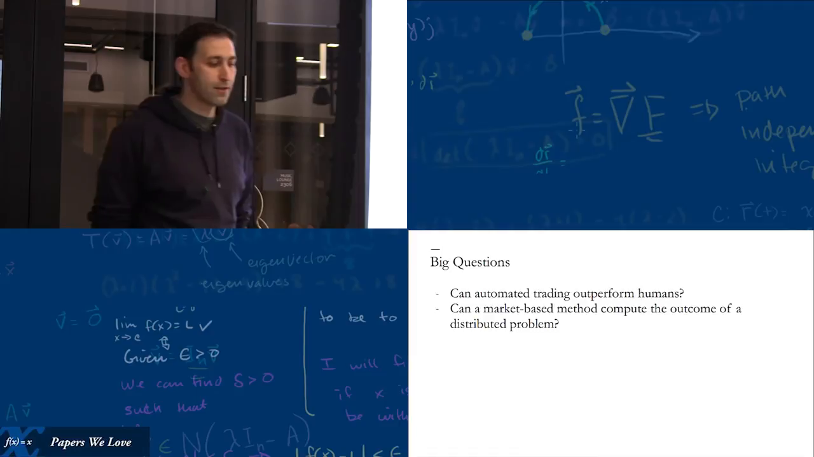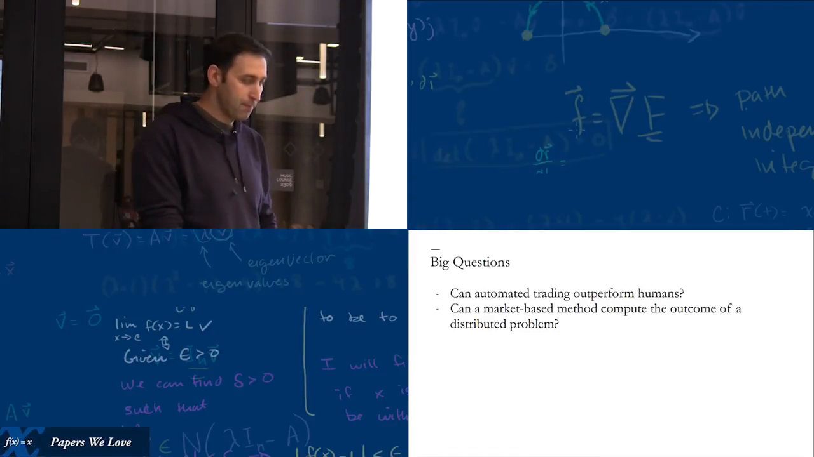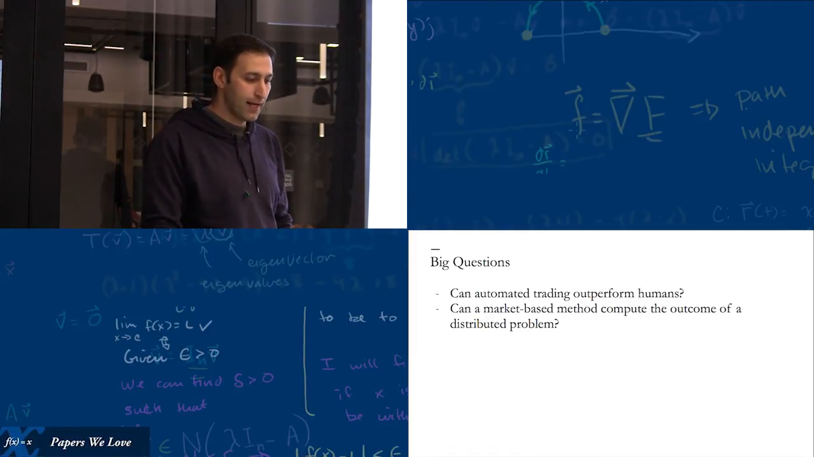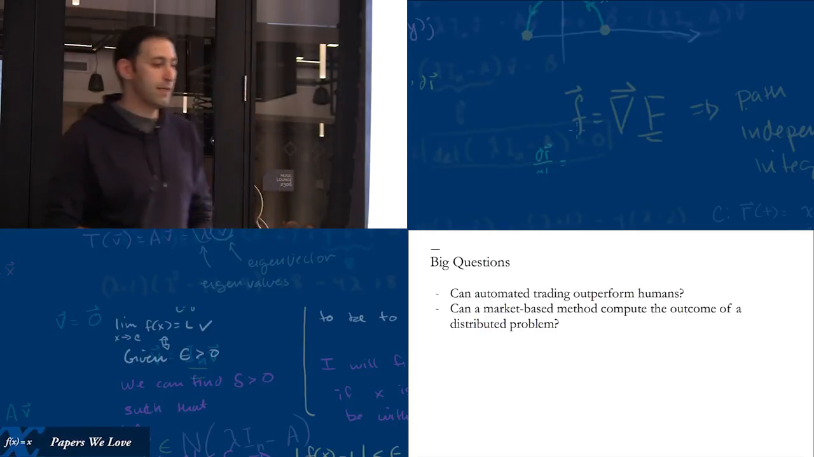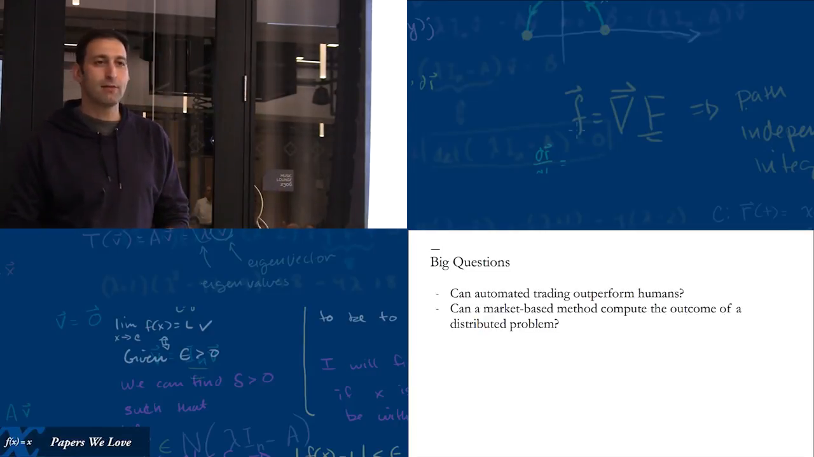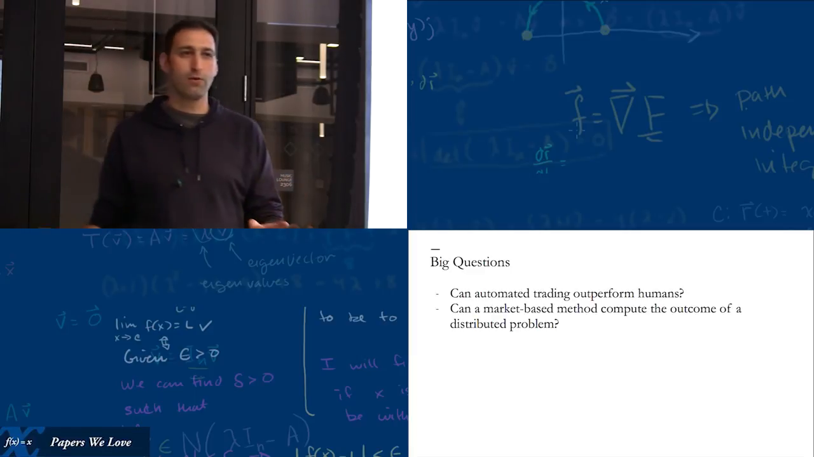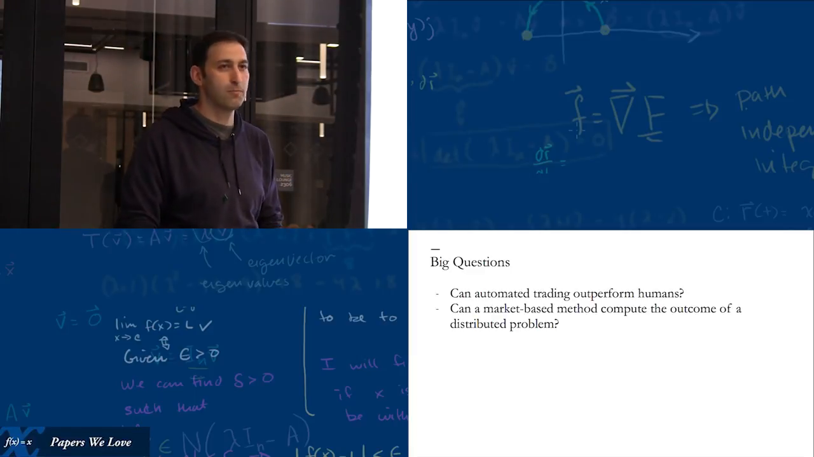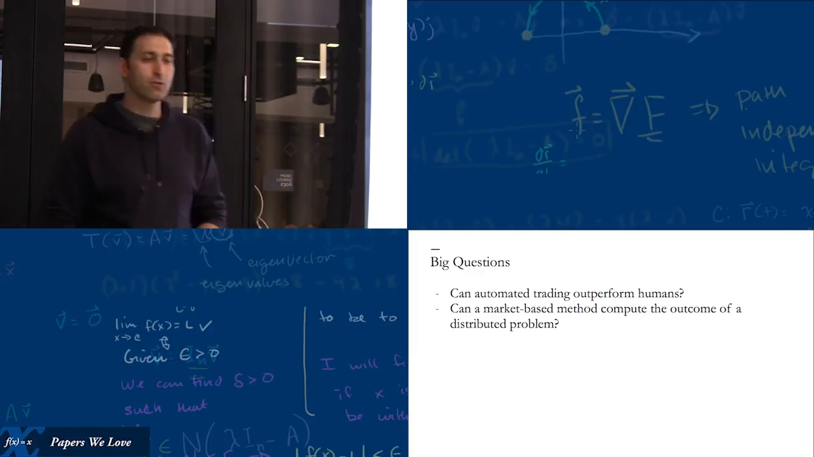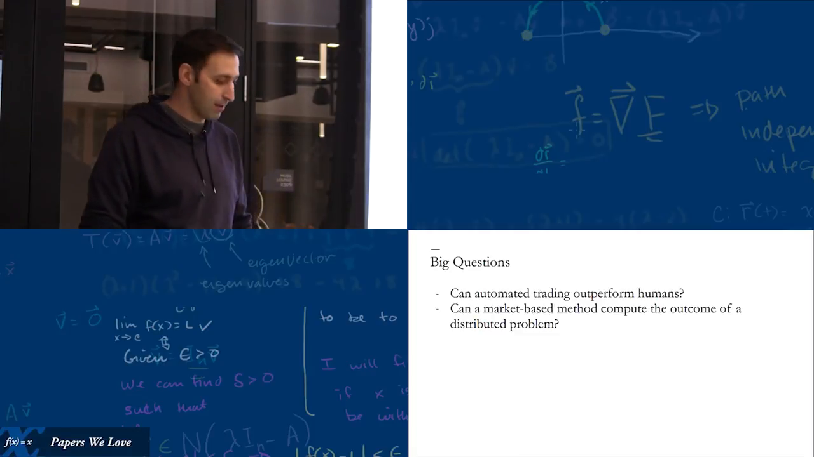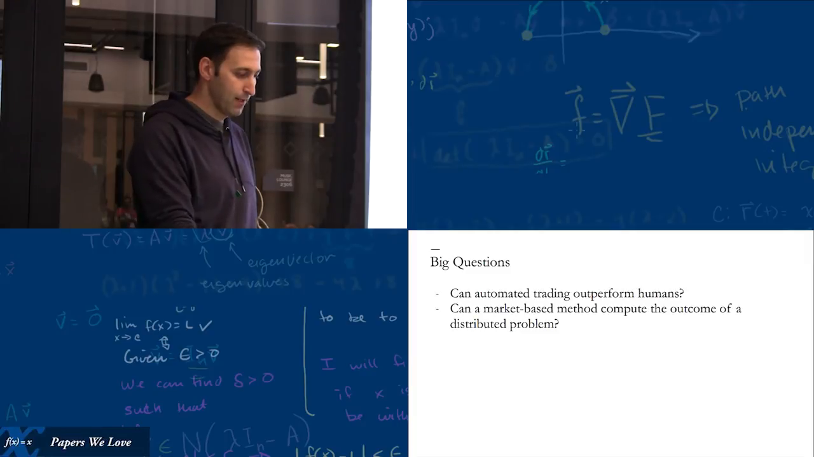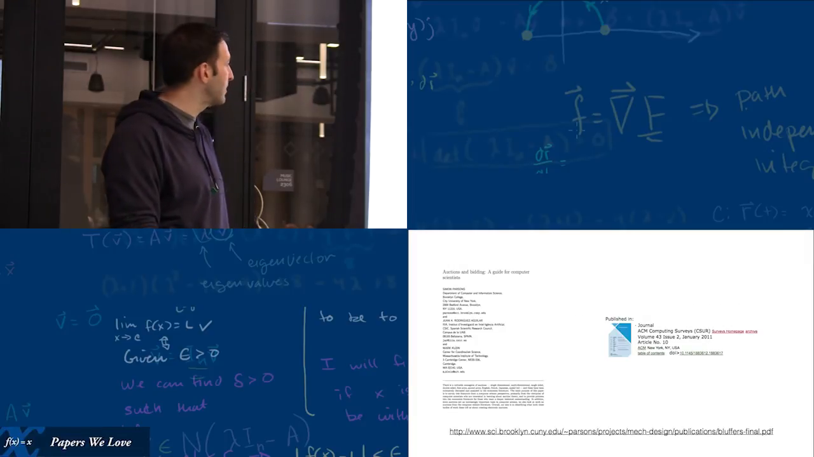And then there's something called MOP, market-oriented programming, and it looks at this problem kind of backwards, and it says, can a market-based method compute the outcome of a distributed problem? If you think of an auction, in a way, it's a distributed problem where everybody has their own opinions and is doing their own parts. And so maybe there is a way to use the techniques that are implementing auctions to solve some other interesting problems.